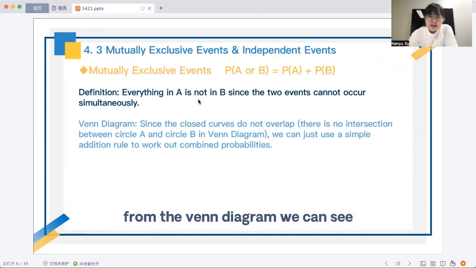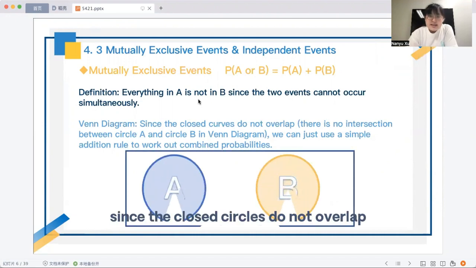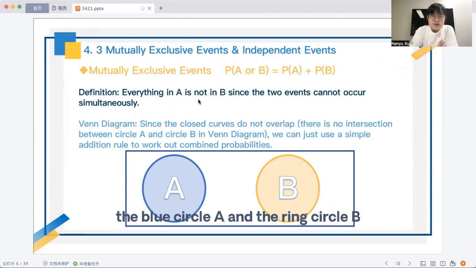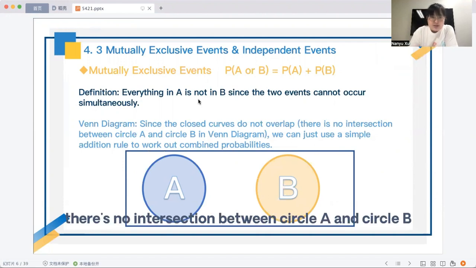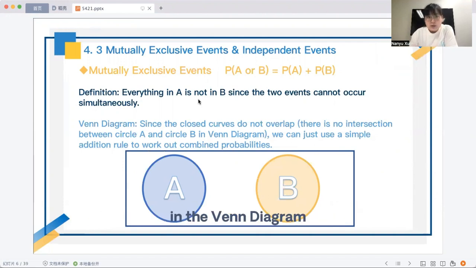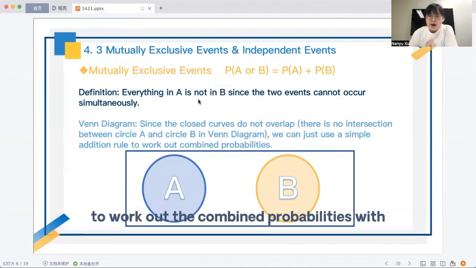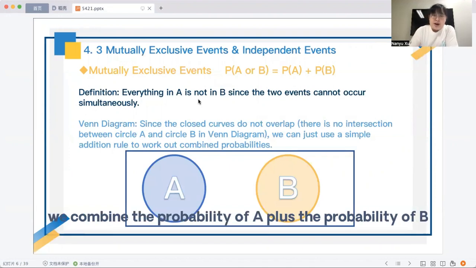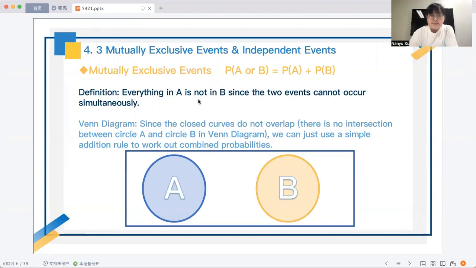From the Venn diagram, we can see the closed circles do not overlap. We have 2 circles, the blue circle A and the orange circle B, and there's no intersection between circle A and circle B. We can just use a simple addition rule to work out the combined probability, the probability of A plus the probability of B.